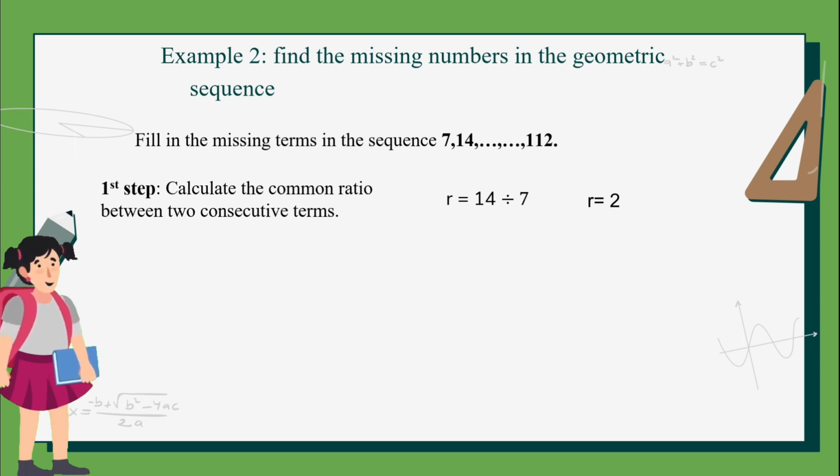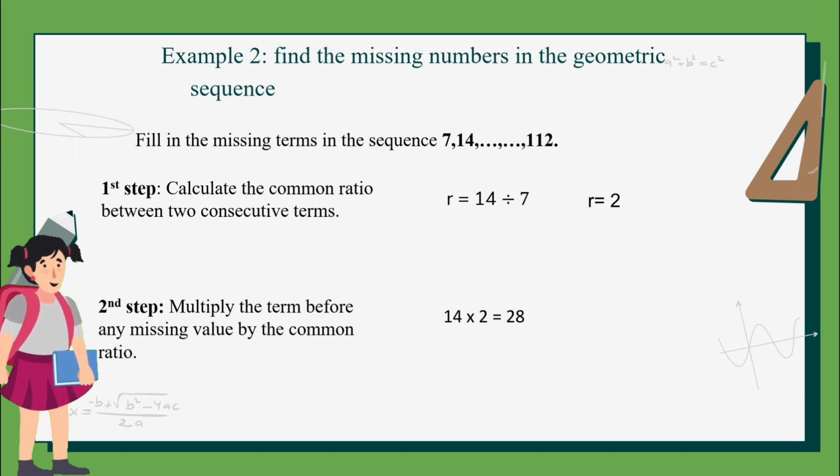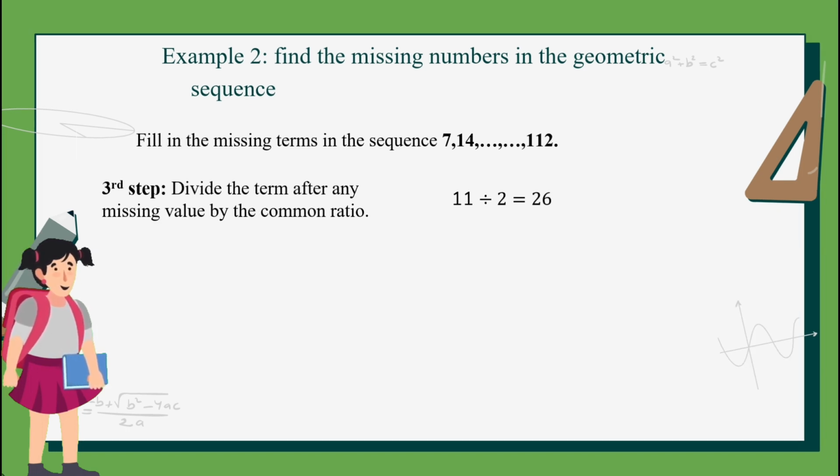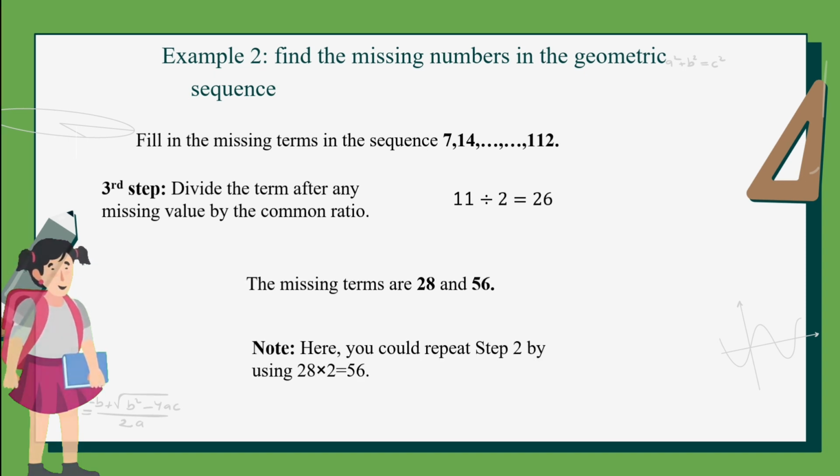Proceed na tayo sa second step. So, the second step is multiply the term before any missing value by the common ratio. Since meron na tayong common ratio na 2, gagamitin natin ang ratio na 2 sa pag-multiply sa second term para makuha ang third and fourth terms, which is 14 multiplied by 2 is 28. And repeat the process. So 28 multiplied by 2 is 56. So therefore, the two missing terms, the third term is 28 and the fourth term is 56.